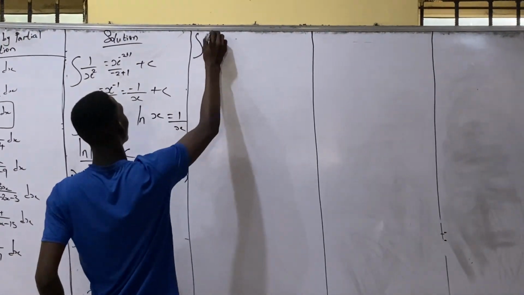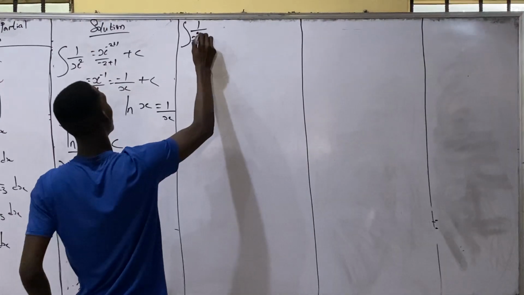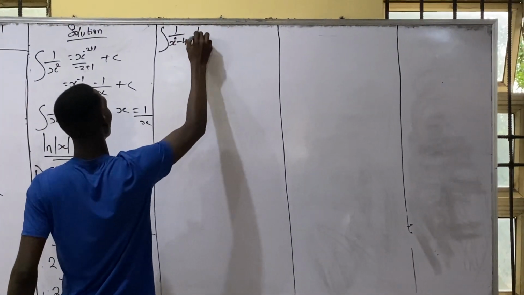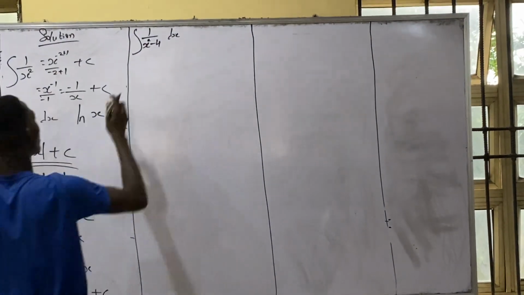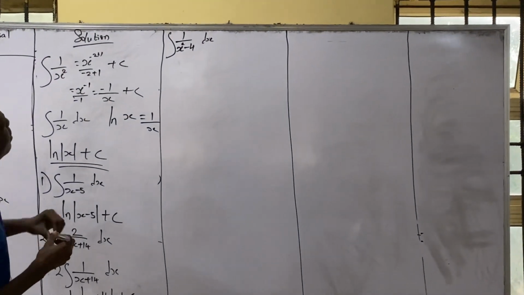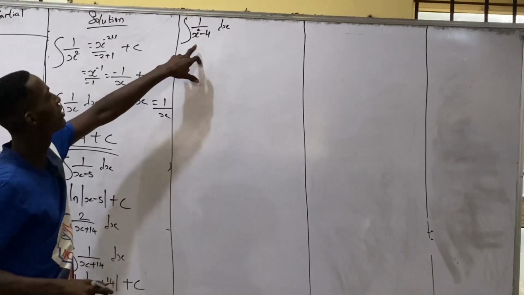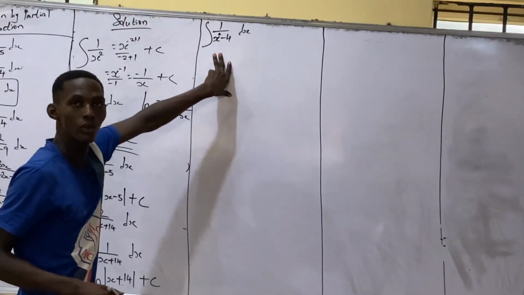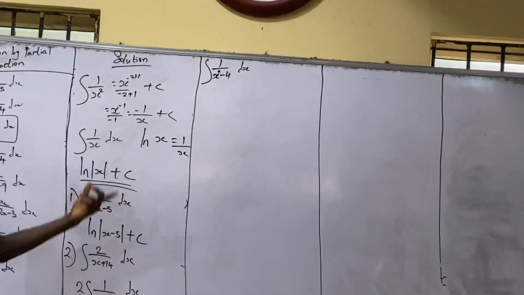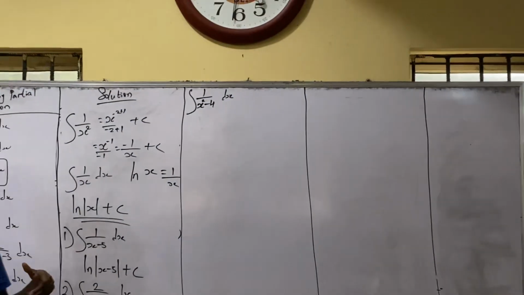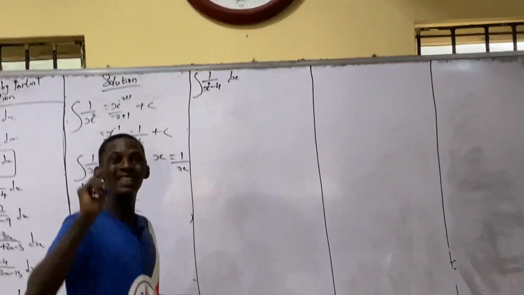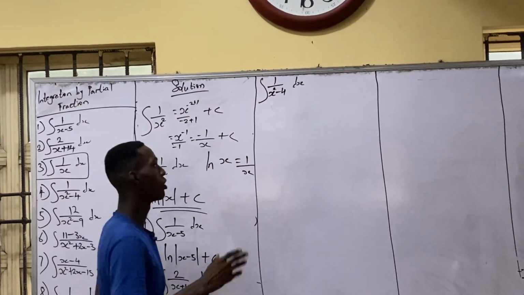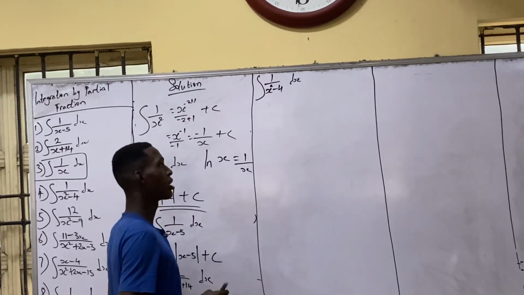We are asked to find the integral of this, plus the x. Now we cannot say this is ln of x squared minus 4, because we can still break this down into x minus 2 and x plus 2. Therefore, it will be wrong for us to say that our answer is ln of x squared minus 4, since it can be broken down again. I'll still get to that part, but for now, let's just tackle this.